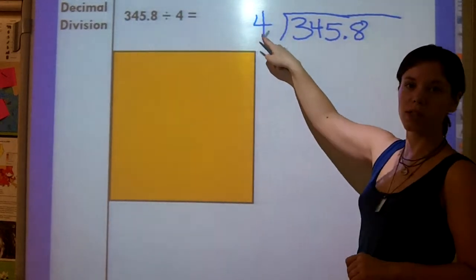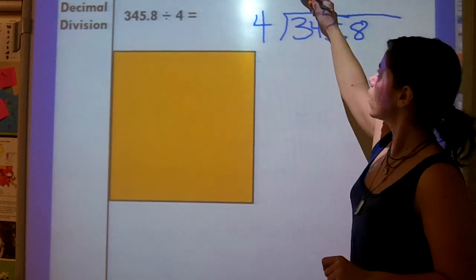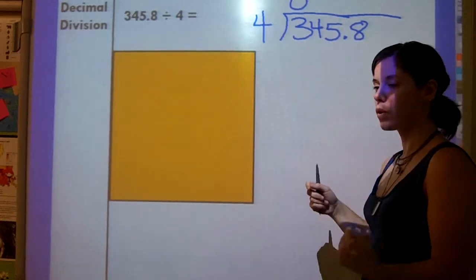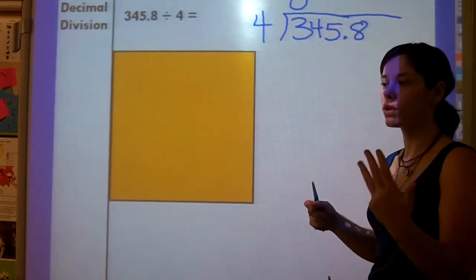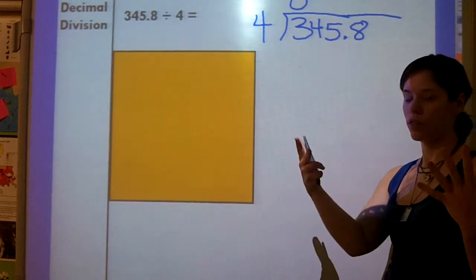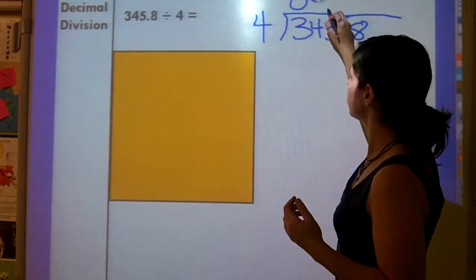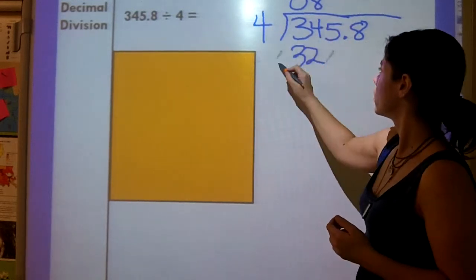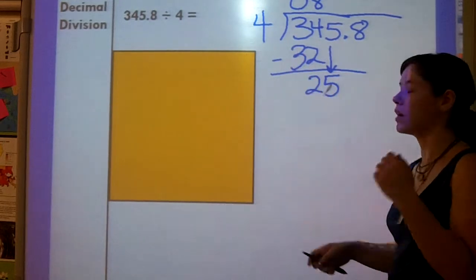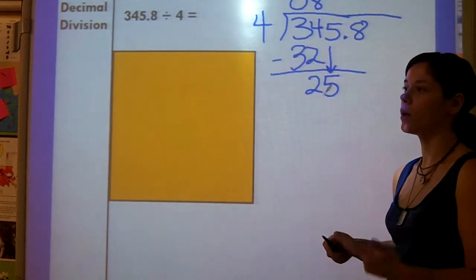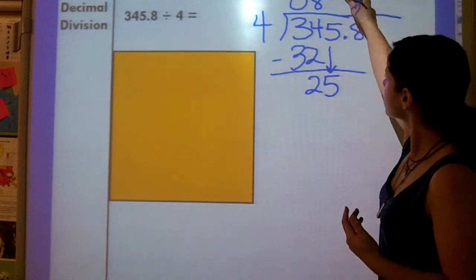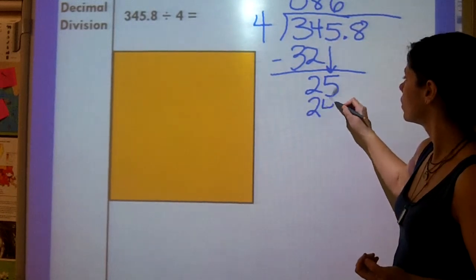I'm counting by fours to see if I can go into 3. I can't, so I move over. 4 into 34. 4, 8, 12, 16, 20, 24, 28, 32. It goes in 8 times. I'm left with 2, bring down my 5. 4 into 25. 4, 8, 12, 16, 20, 24. 4 times 6 is 24.